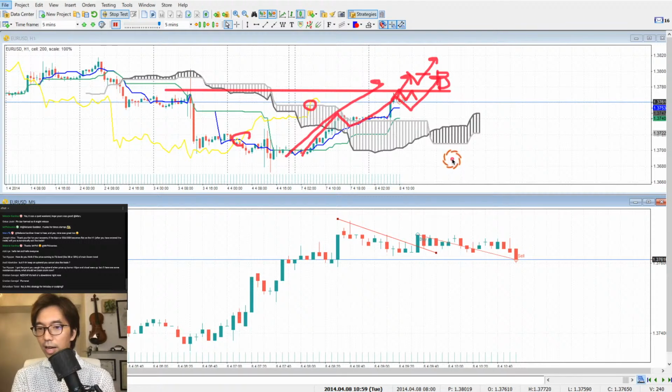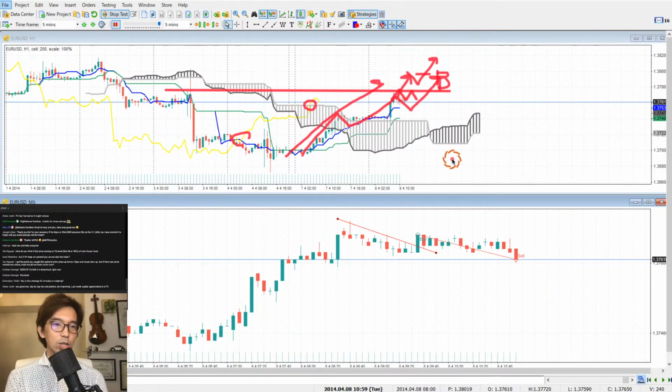Okay, is this strategy for intraday or scalping? This is for intraday to swing trading.